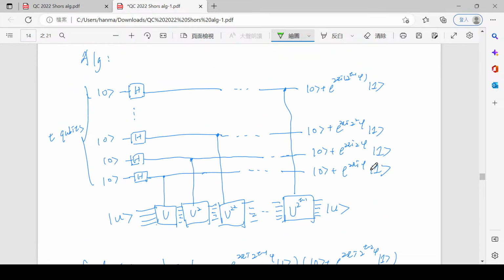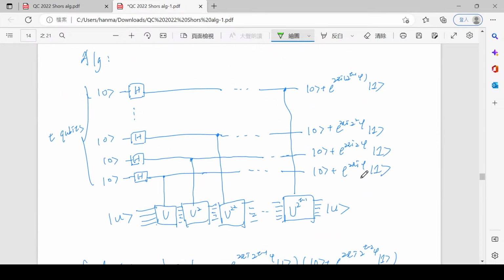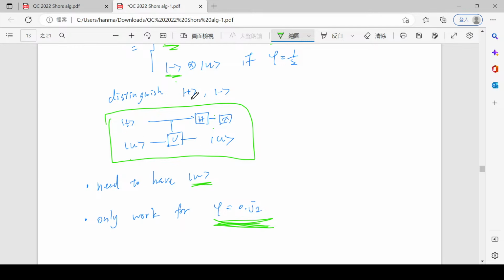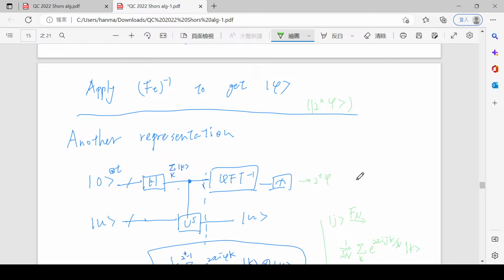But let's see, 3 minutes. We can actually. Oh, we have way too much time. Okay, let's finish this. So I guess this thing will actually turn into this. This is easier to see.